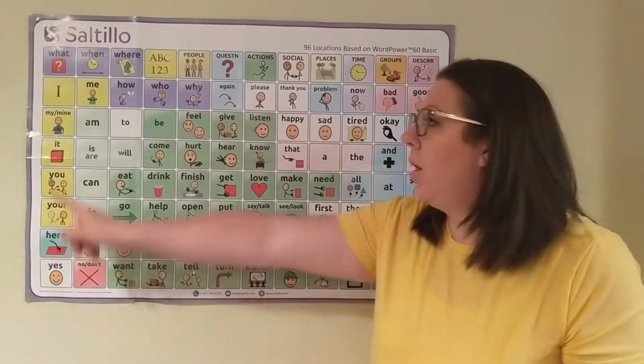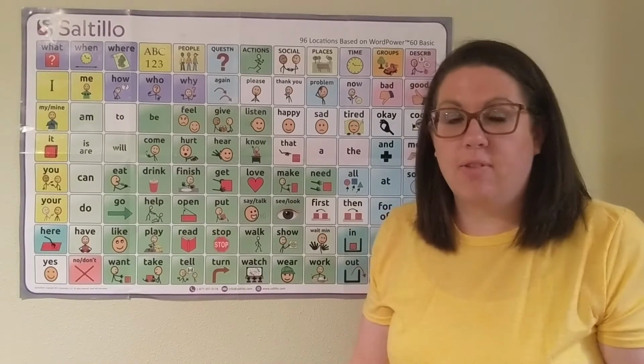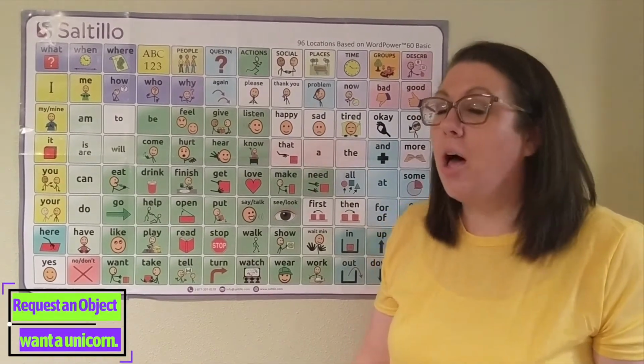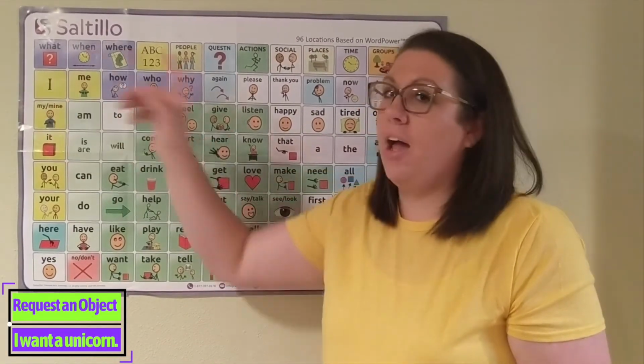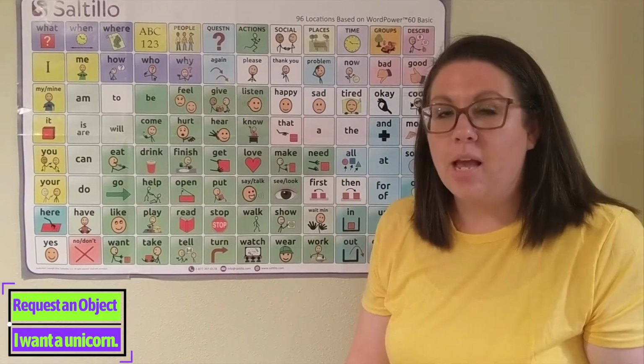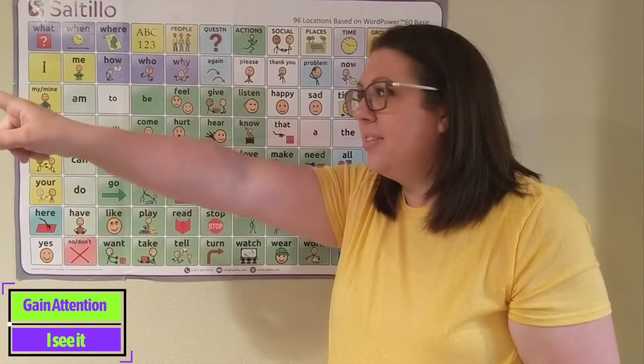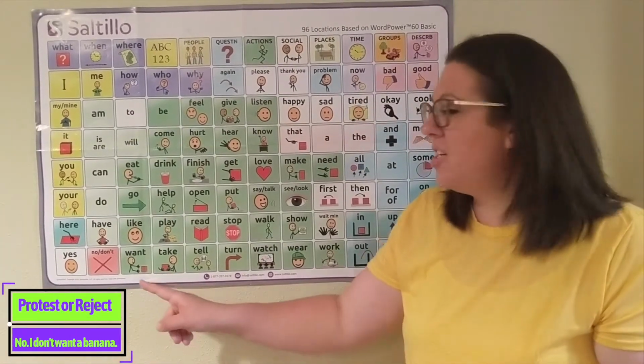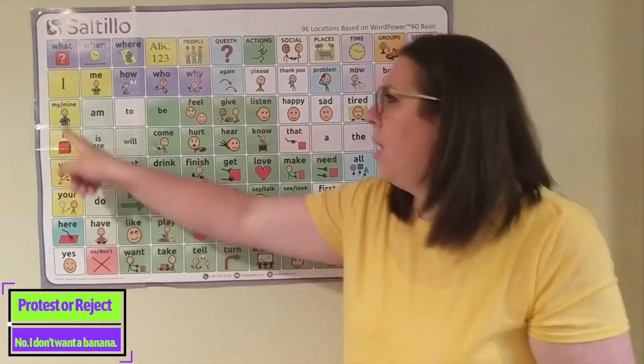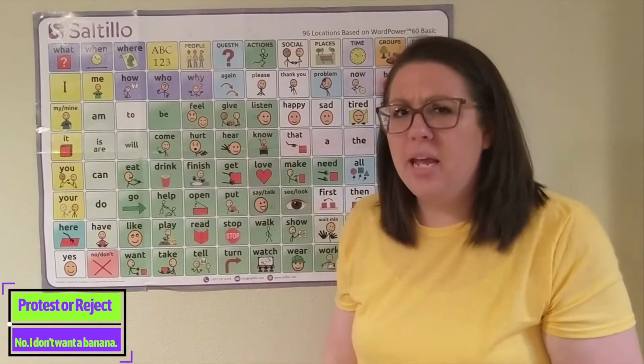Now let's use our word I for different functions of communication. I could request an object by saying, I want a unicorn. I could gain attention by saying, I see it. I could protest and reject by saying, no, I don't want a banana.